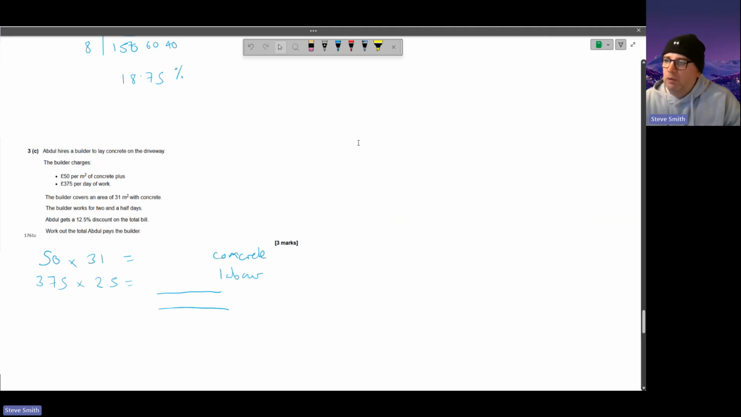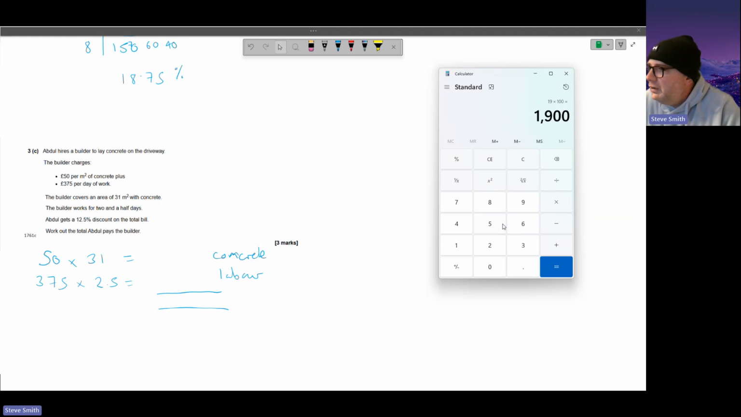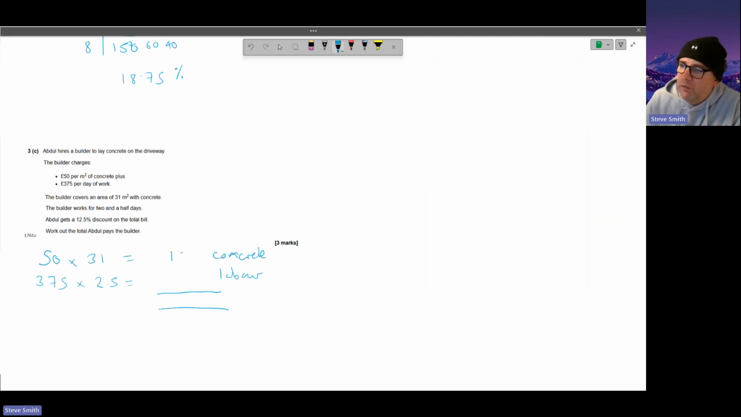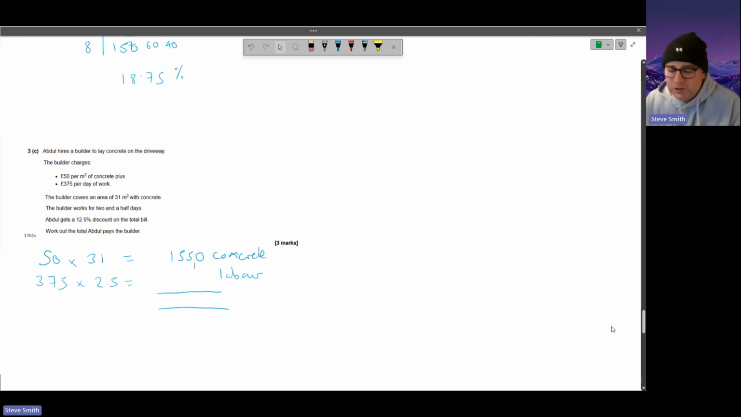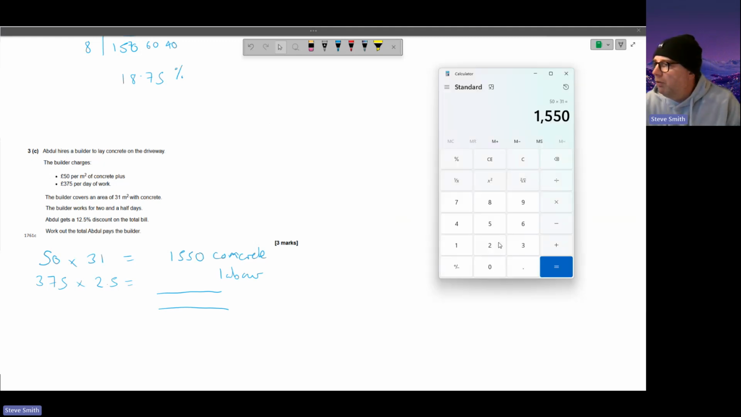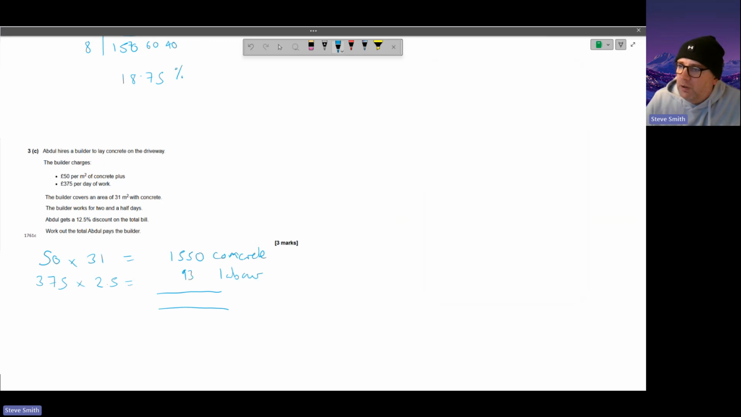Okay, so let's get a calculator open. 50 times 31, we've got £1,550 for the concrete, and then 375 times 2.5 is the labour, £937.50. A bit smaller there.